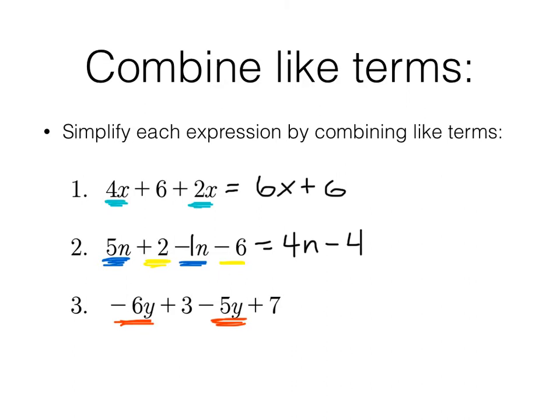All right. Like terms, negative 6y plus 3 minus 5y plus 7. Negative 6y and minus 5y are like terms. Now be careful with this one. That's like a negative 6 and a negative 5, and we add them together and get negative 11. Your other two like terms are both positive in this one. So we have positive 3 and positive 7, giving me positive 10 when I add them together.